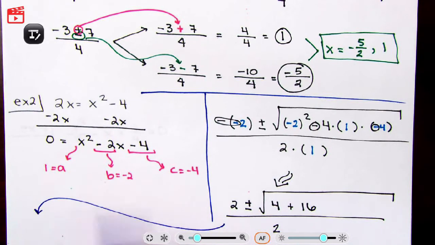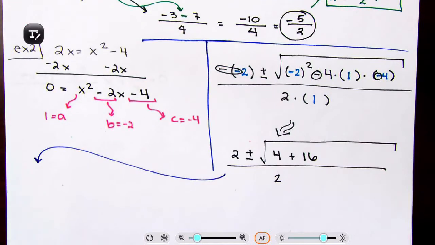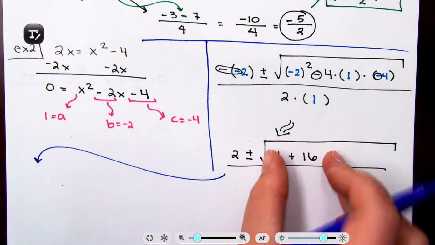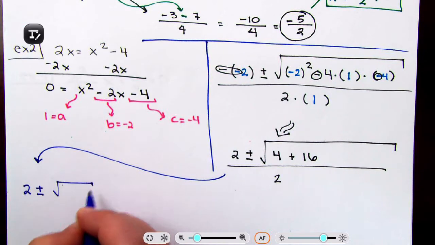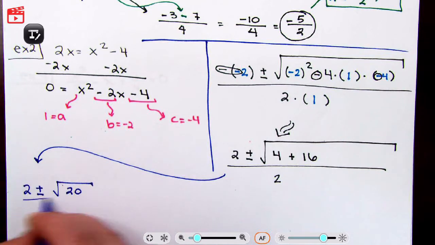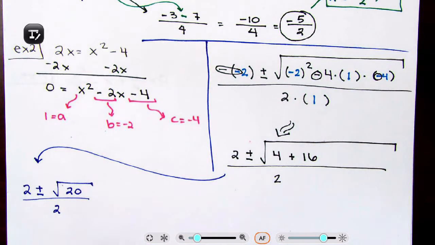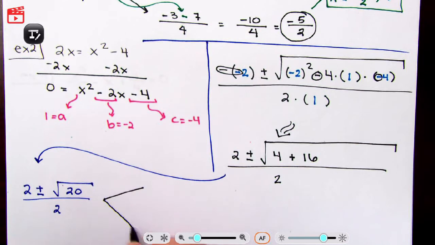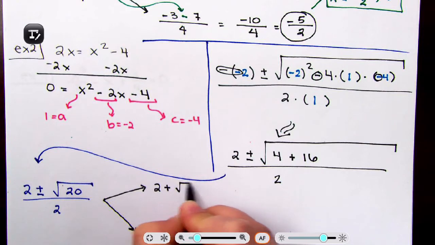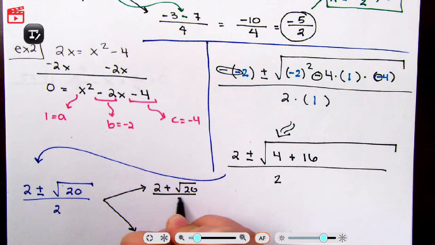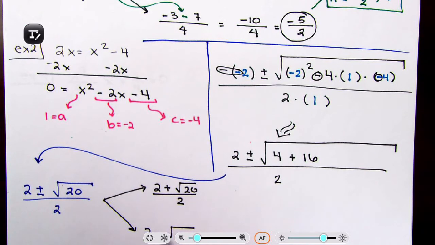Moving over here to the side, we're going to continue simplifying. So we have 2 plus or minus the square root of 4 plus 16, which is 20, divided by 2. At this point, you're going to separate this out. Remember, one for the plus, one for the minus. So I have 2 plus the square root of 20 divided by 2, and 2 minus the square root of 20 divided by 2.